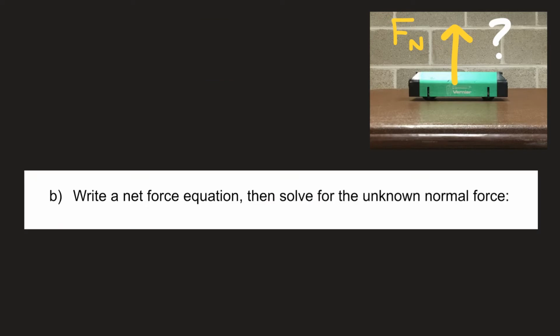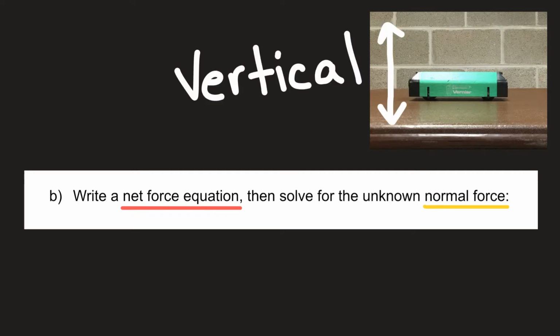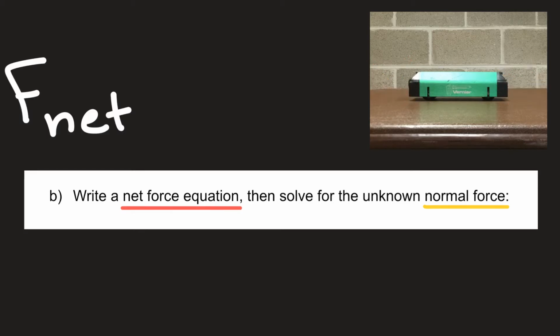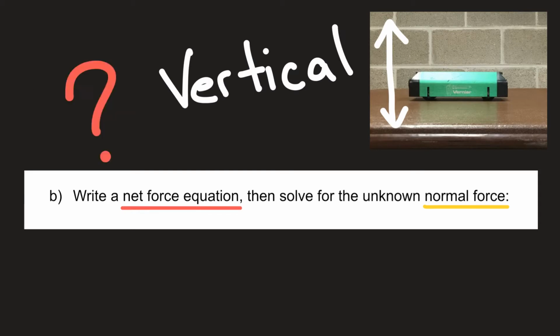The next thing we need to do is write a net force equation to solve for the unknown normal force. Now we can write a net force equation in the vertical direction this time because we know there aren't any left and right forces, so that doesn't help us. So let's do this together. Let's write an F net equation in the vertical direction. So what would that be?